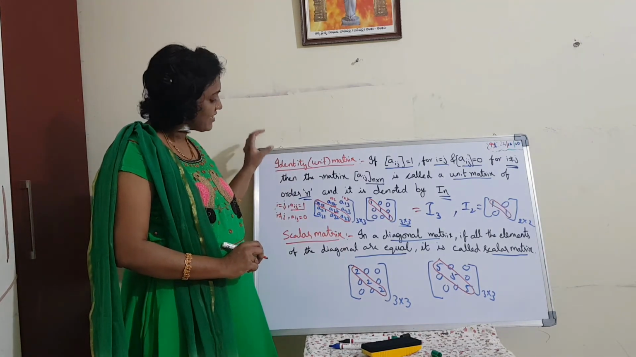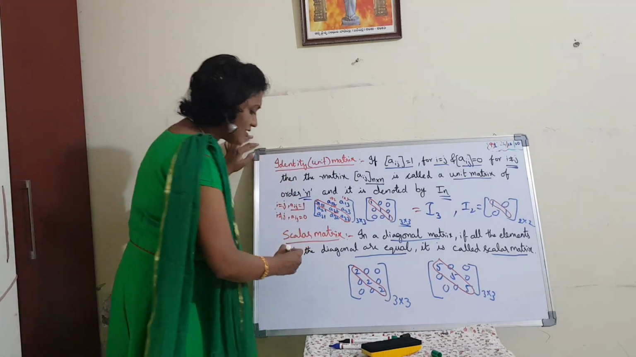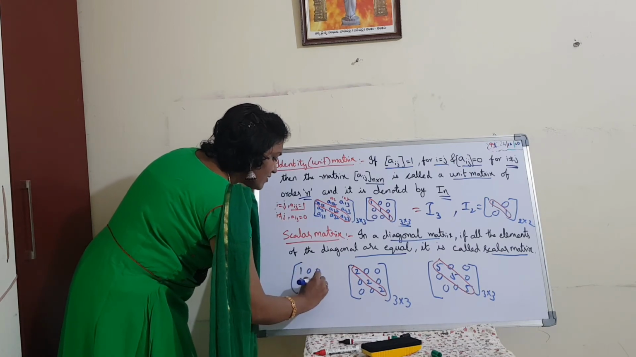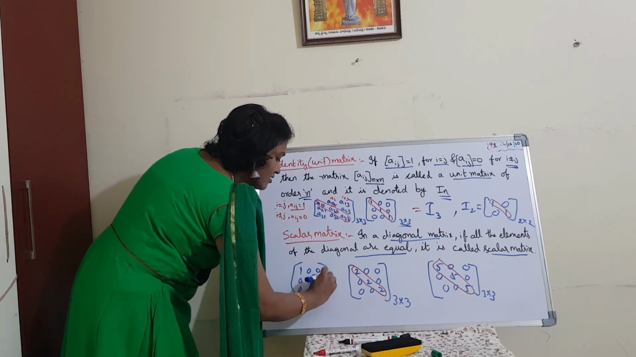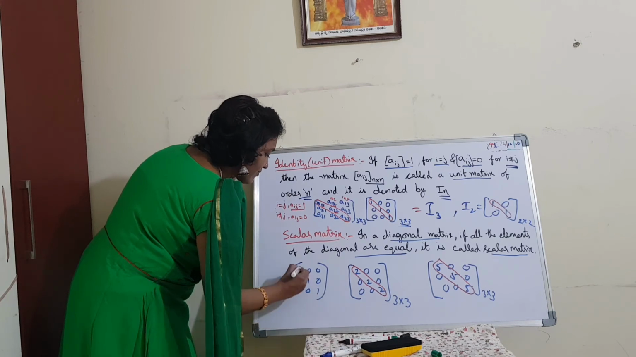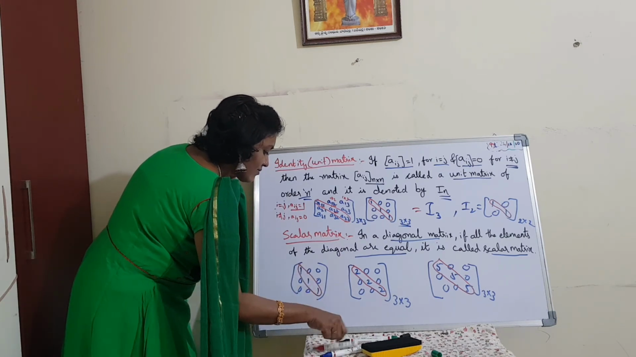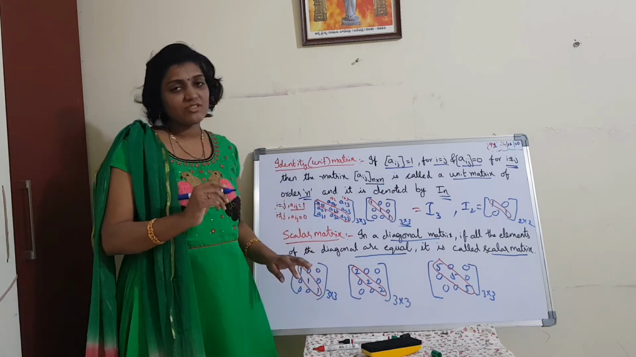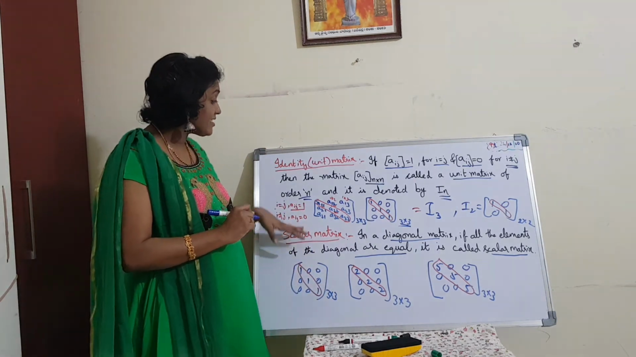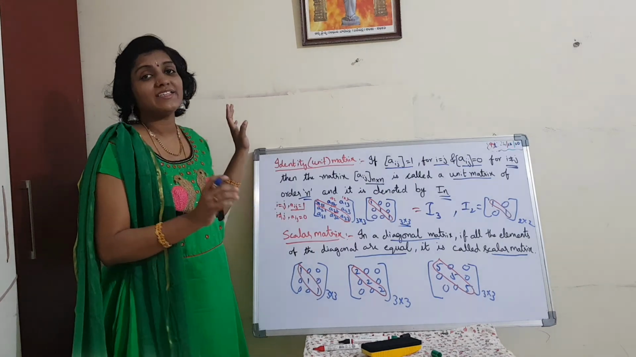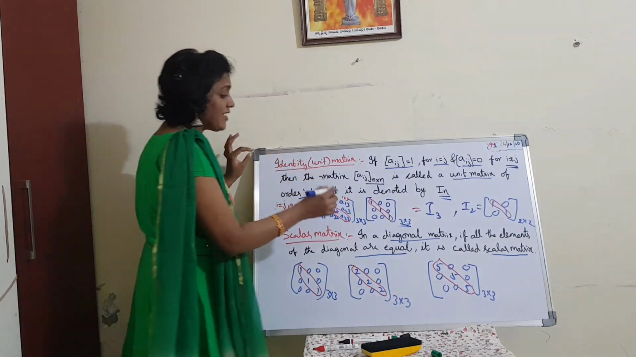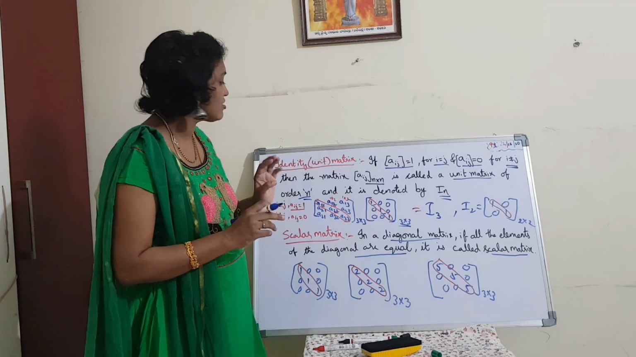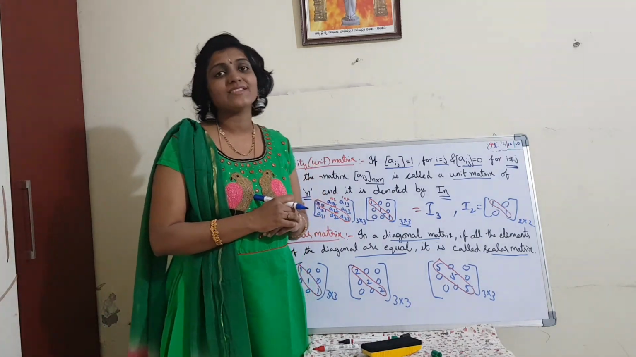Every identity matrix is a scalar matrix because you can see here 1 0 0 0 1 0 0 0 1. It is also 3 by 3 matrix. All the diagonal elements are equal. But scalar matrix need not be identity matrix because identity matrix must have only 1 as its diagonal elements. I think you have understood what is an identity matrix and scalar matrix.